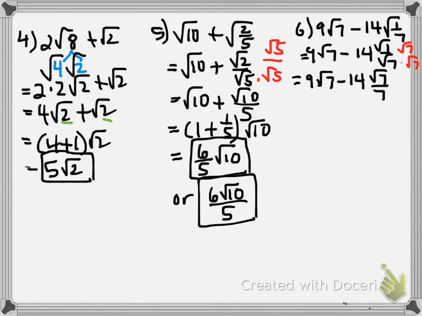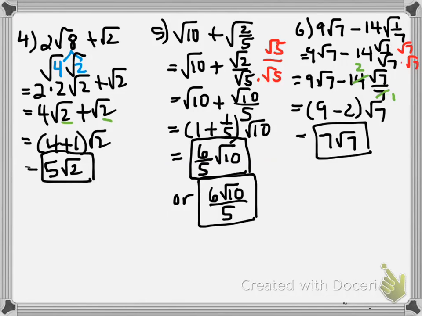Now what you should notice is that we can do a little simplifying, because 7 goes into itself once and into 14 twice. So our problem is, oops, sorry about that. Our problem is 9 take away 2 radical 7. And we end up with an answer of 7 radical 7. Alright, I got 2 more, and of course they're going to be our toughest ones.